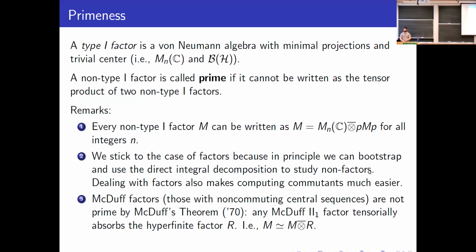The last comment is a bit more technical. McDuff factors, those with non-commuting central sequences, are not prime by McDuff's 1970 result, because they absorb the hyperfinite factor tensorially. If you have non-commuting central sequences and your algebra is M, then M tensor R is M again. R is an example of such a thing: R tensor R is isomorphic to R. So basically you want to avoid this scenario most of the time. Okay, so now you know what primeness is. I'm going to write it on the board to indicate that I've said what primeness is.